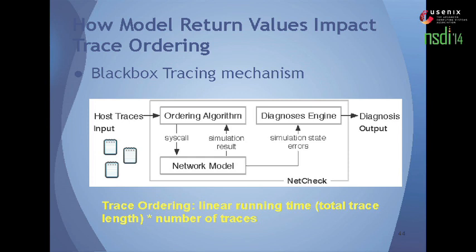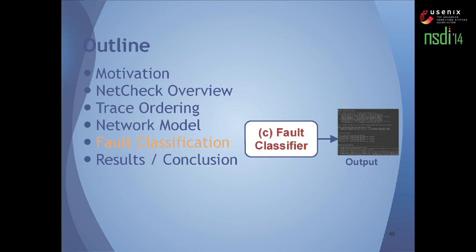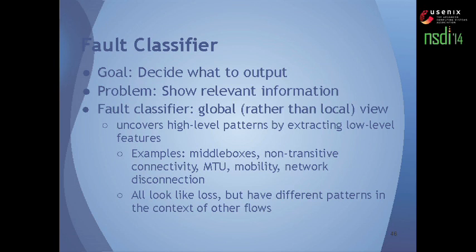Okay, so now that I've talked a bit about trace ordering and the network model, I'm going to talk about fault classification, which is basically how the system figures out what output to produce. One thing it could do is spit out an enormous amount of information, and this would be very hard for users to comprehend. Essentially, we would be hiding the useful information within the noise of everything that we generate.